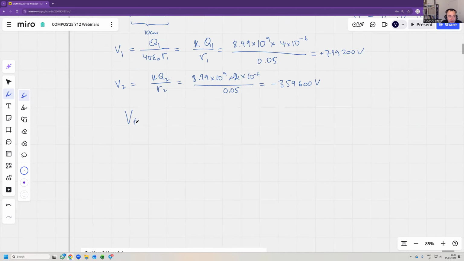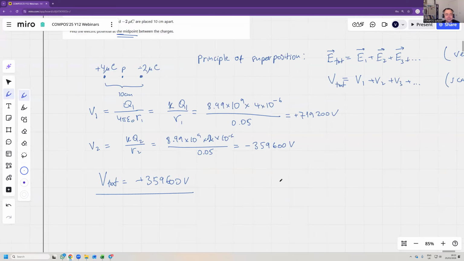And V total, the potential at point P, is 719,200 minus 359,600, which is 359,600 volts. Okay.